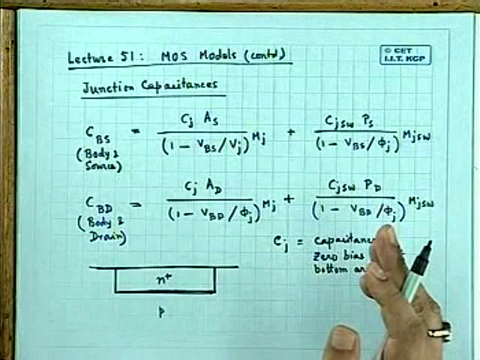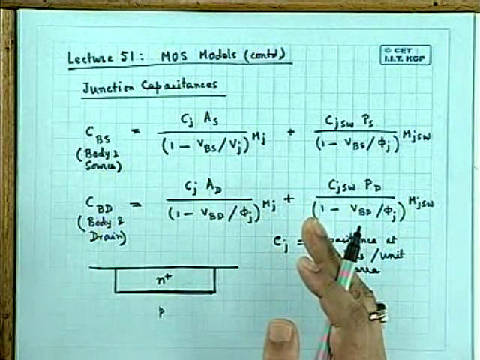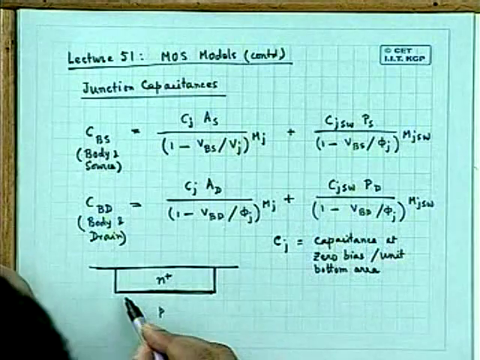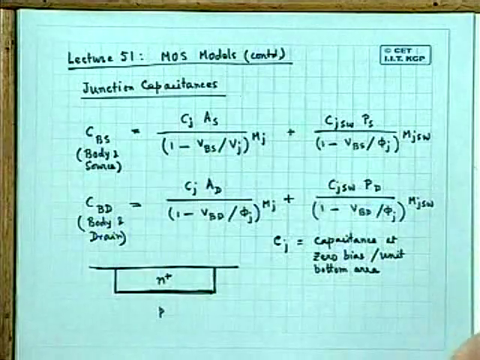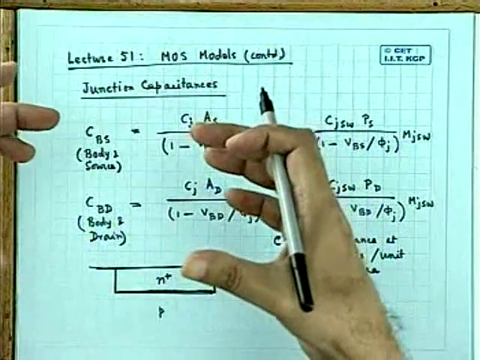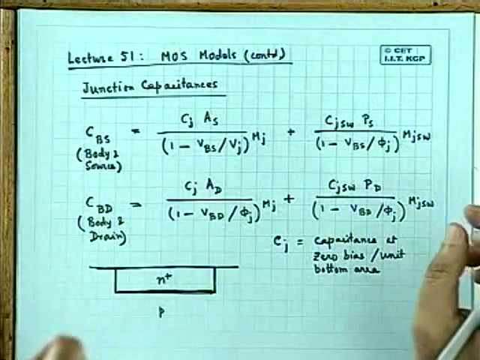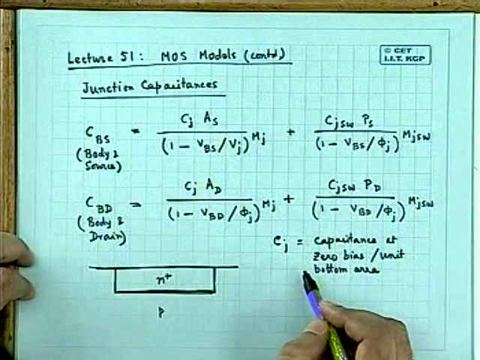Please remember this. Through this mask, we are doing the diffusion or implantation. We assume that the bottom surface, which is assumed to be flat, has the same area as the window through which the diffusion or implantation has been done. That is the approximation which is normally considered.